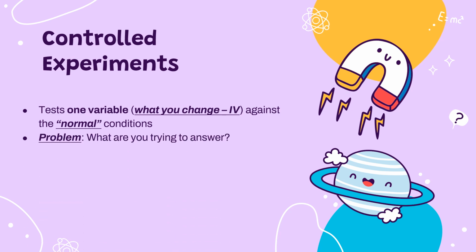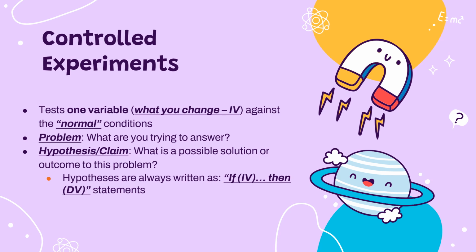So that's where you get back to your problem, is what you're going to answer. And your hypothesis is that very, very specific question that you're answering. Notice that hypotheses are written if and then. In the next slide, we're going to look at independent and dependent variables. That's what IV and DV stand for.